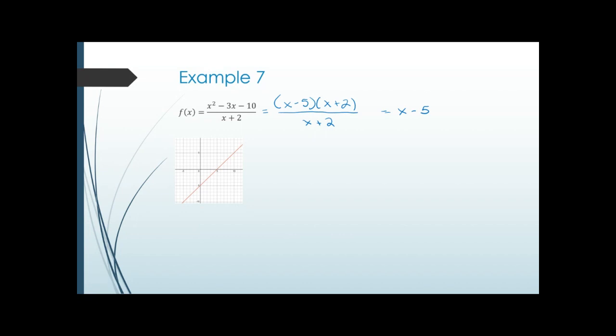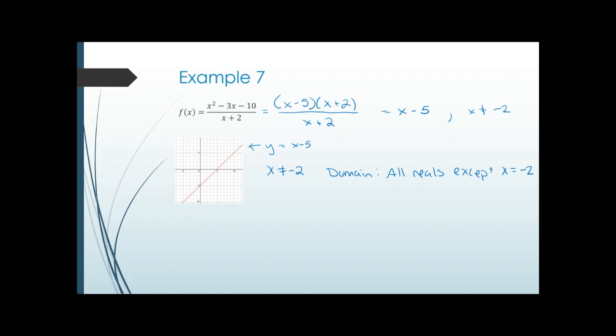Now remember, way back in week 1, we had to give the domain. We had to say that x cannot equal negative 2, and that comes from the x plus 2 we canceled. So your function is y equals x minus 5, but x can't be negative 2. The domain is all reals except x equals negative 2. That's what's canceled out. And so it looks like a line.